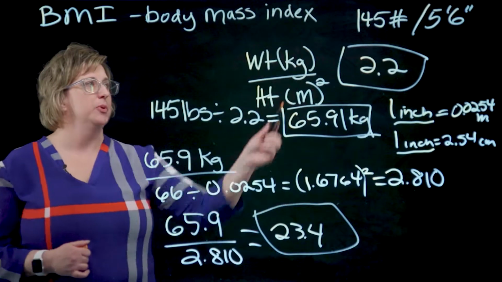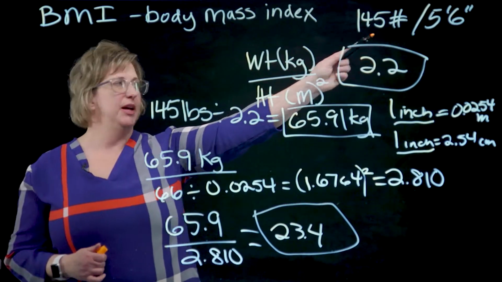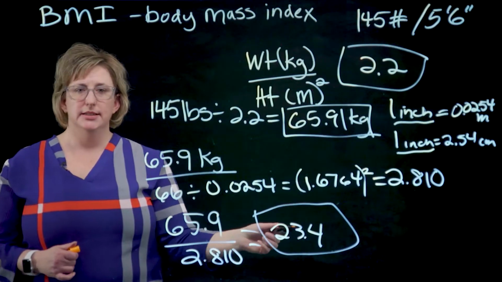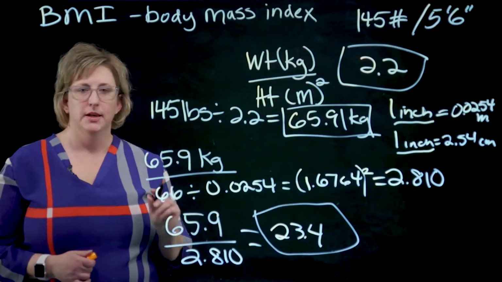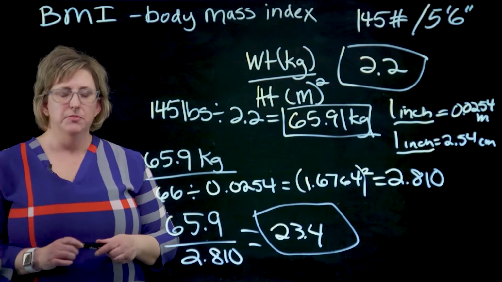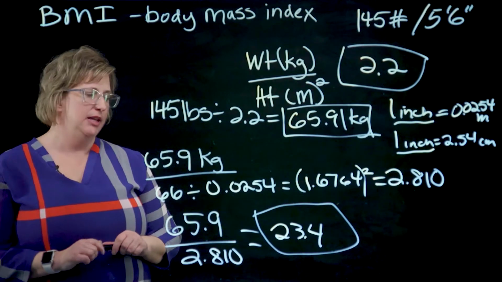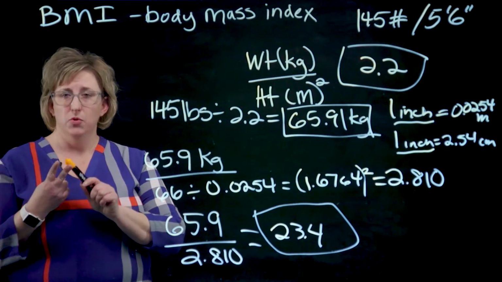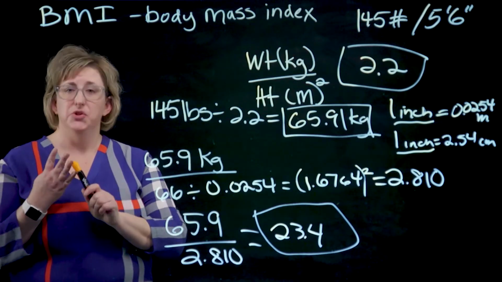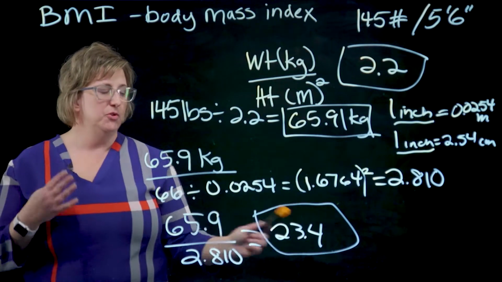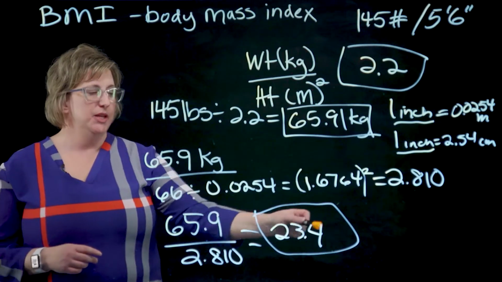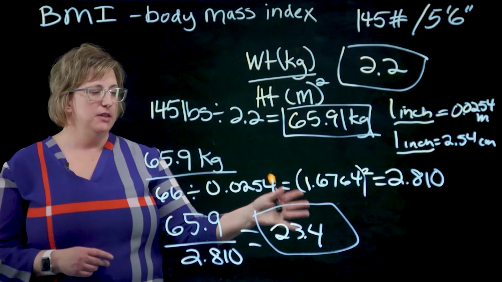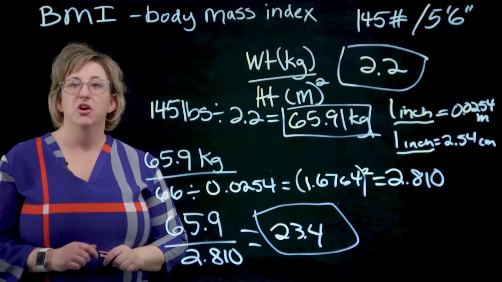So now we have the person who is 145 pounds and 5 feet 6 inches tall, has a body mass index of 23.4. Now, try to remember what classification that is for someone's BMI. Remember, we have underweight, normal weight, overweight, and obese. So where does 23.4 fit in? You should be able to identify this number, know how to do the calculation, and then know which classification they are for the exam.